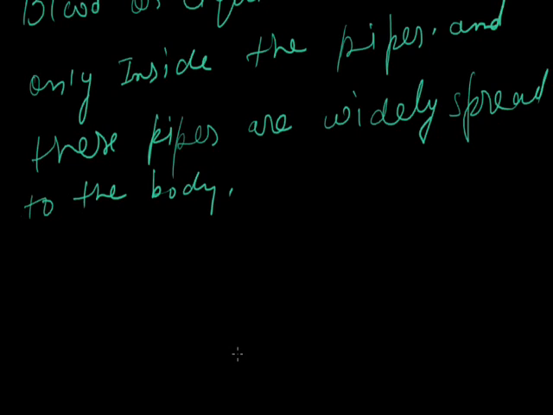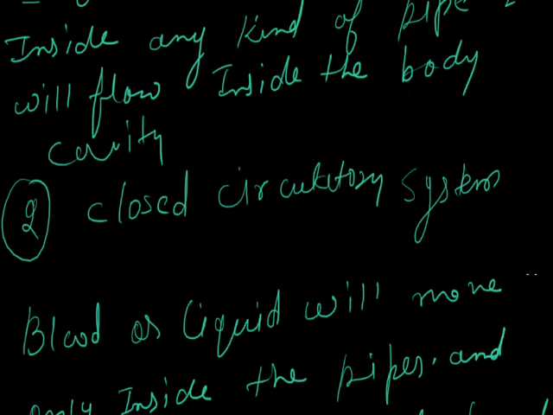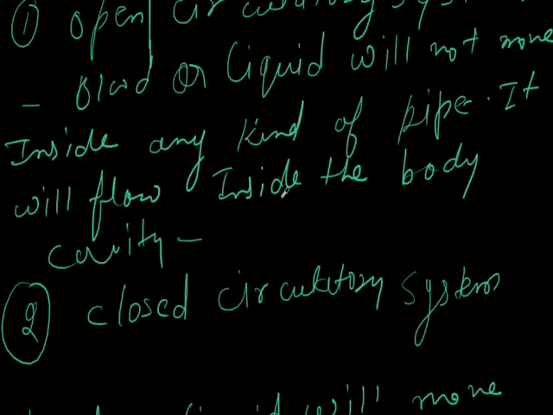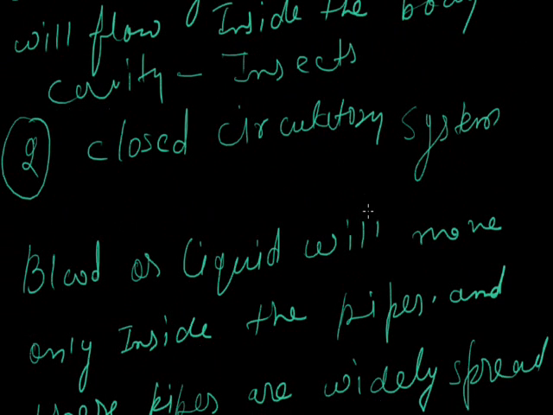All the developed animals, suppose I deal with human beings, snakes, lizards, crocodiles, they all have a closed blood circulatory system. If I deal with the open blood circulatory system, we just have the examples of insects, cockroach, etc. These have only an open blood circulatory system.